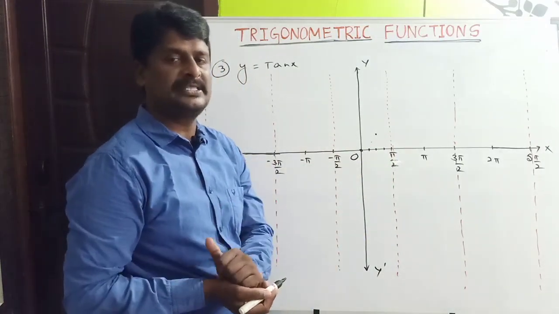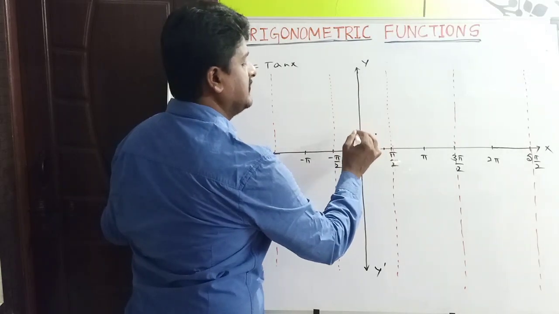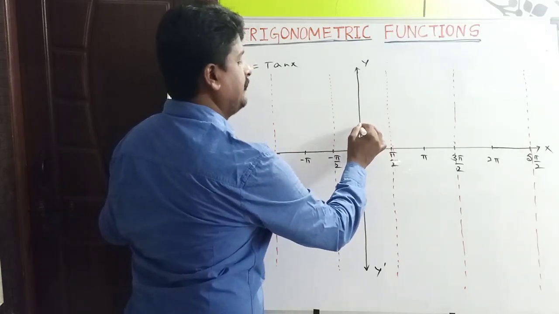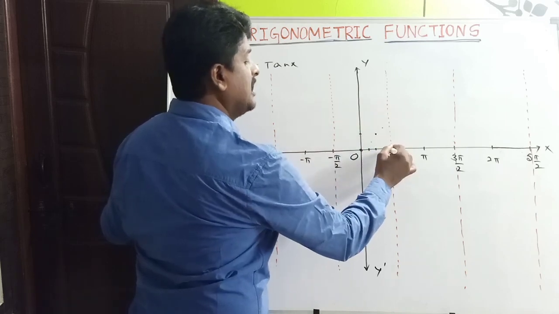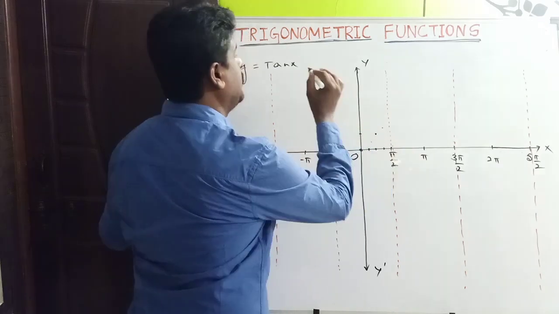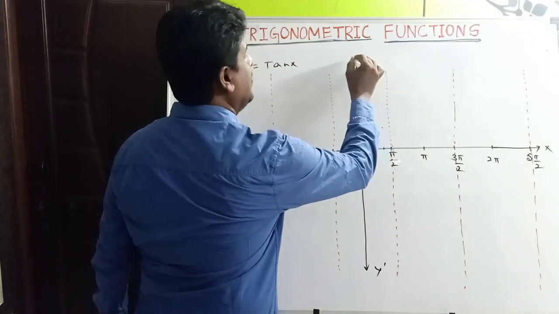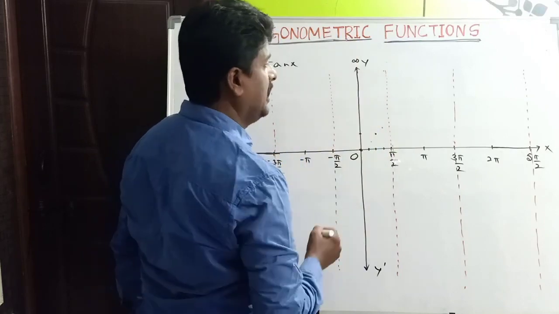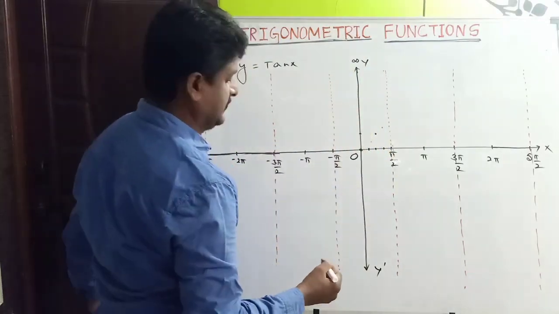Root 3 value is 1.732. On the x-axis, suppose 1 is here, 1.732 means somewhere here. For x is equal to pi by 2, tan pi by 2 is undefined. Undefined means infinity, at the extreme stage of the y-axis.